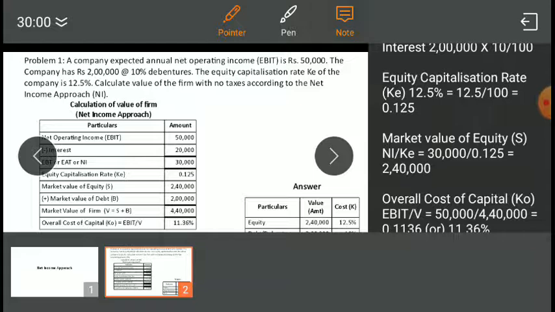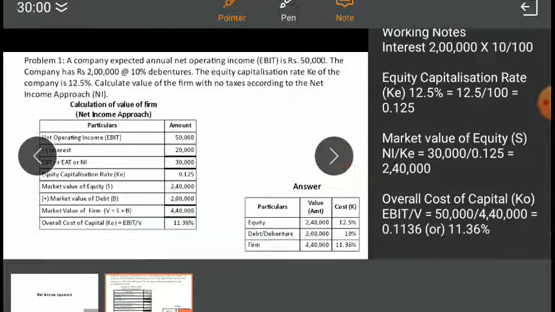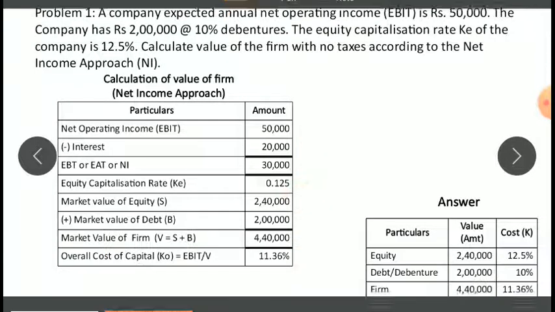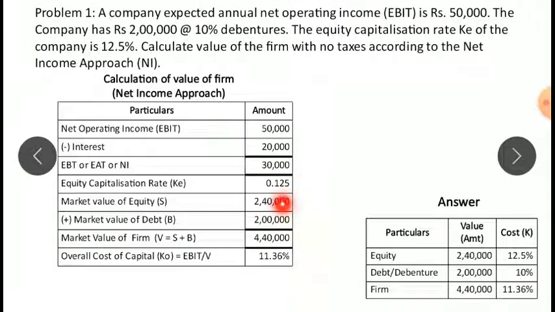For that, we again go with the working notes. In the working notes, we have seen that market value of equity is calculated by net income divided by cost of equity capitalization rate. So 30,000 divided by 0.125, we will get 2,40,000. It has been written down here, 2,40,000 market value of equity, and again market value of debt, which is already given in the problem, 2 lakhs.